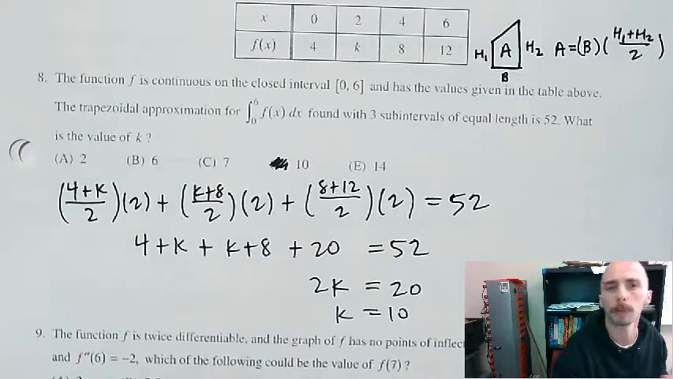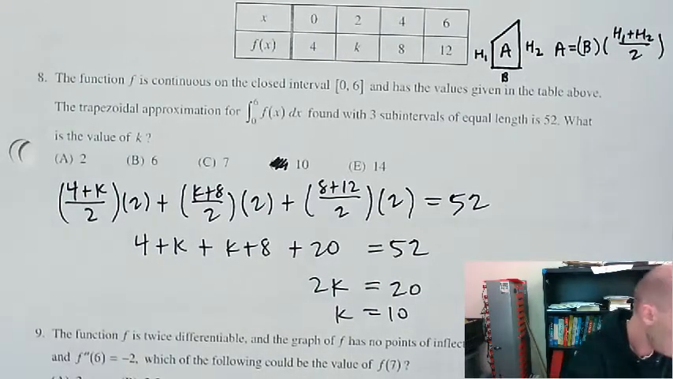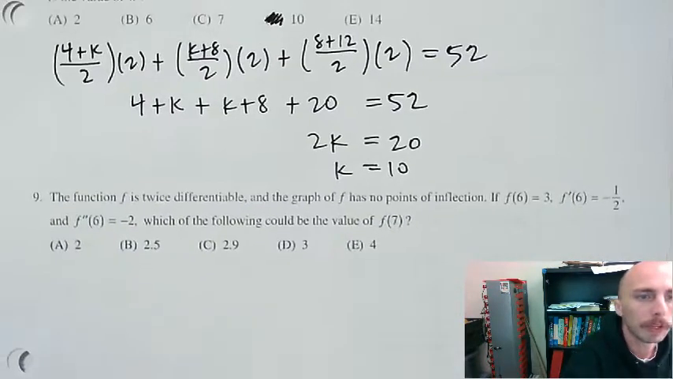That was an interesting one, but I'm glad that the trapezoid thing came up, right? Because that was something that we needed to work on. F is twice differentiable, and the graph of F has no points of inflection.